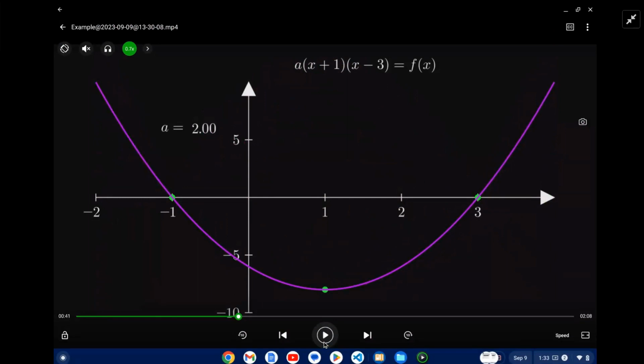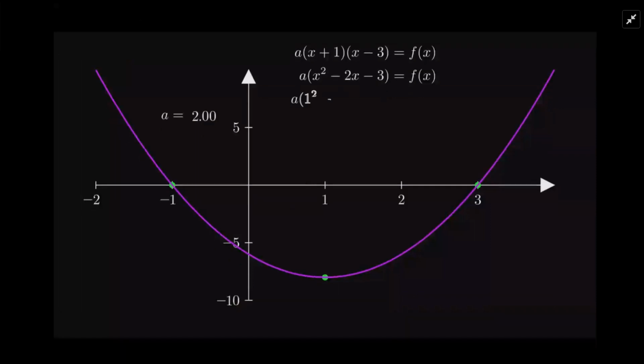First of all, let's expand the brackets, like that. And then we can put in this point (1, -8). So we put 1 in for x, and the result is -8. And we can solve for a now. And a is 2. So we put that back into the top, and there's our parabola.